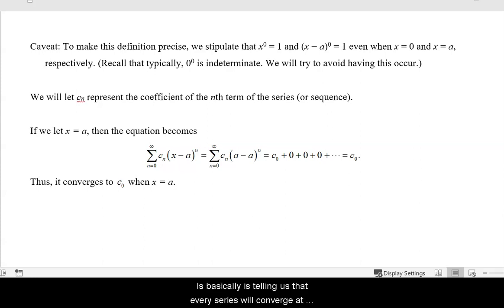This basically is telling us that every series will converge at its center and will converge to the value of the initial coefficient, c sub 0. Now, of course, if the subscript on the infinite series does not start at 0, then c sub 0 should be replaced by whichever one does come first. And in fact, in that case, it may well be that it does not converge to anywhere except 0. Let's take a look at the next piece of information.